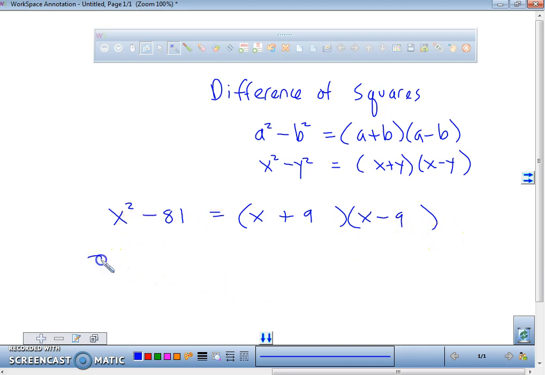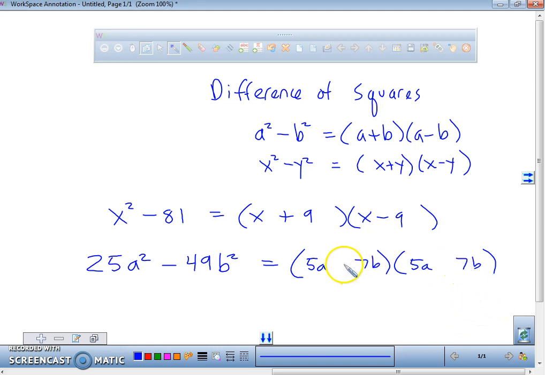Here we go. What if I said 25a squared minus 49b squared? A little bit tougher. 5a up front, good. 7b in the back. And put a plus and a minus. There we go. You guys are getting it. You're looking for perfect squares, right? What's the square root of 25? 5. What's the square root of 49? 7.